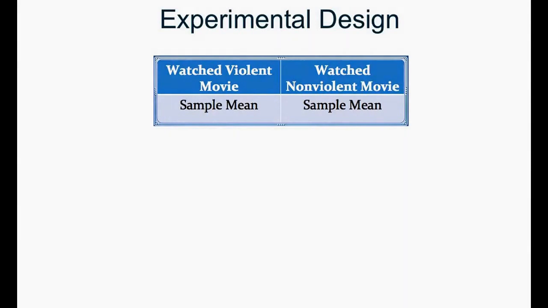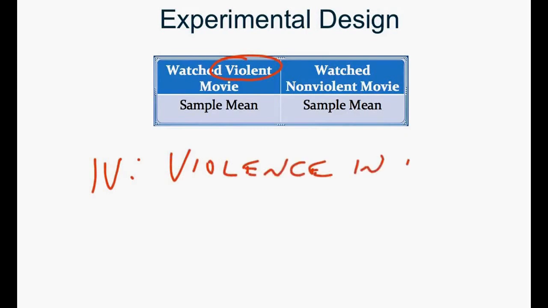So here's an example of the experiment that we've been talking about, watching different types of movies and its effect on violence. We are going to have two groups in that type of experiment. Now, what's the independent variable? Well, hopefully you recognize that it is the amount of violence in the movie. Some watched a movie with violence, some watched a movie without. So don't confuse the IV, which is violence in a movie, with the levels of the independent variable.